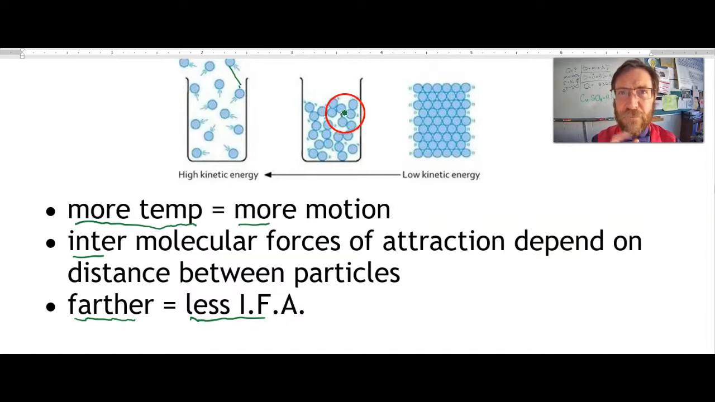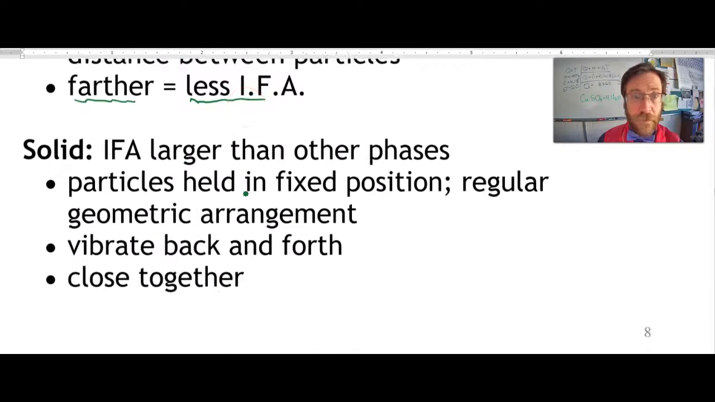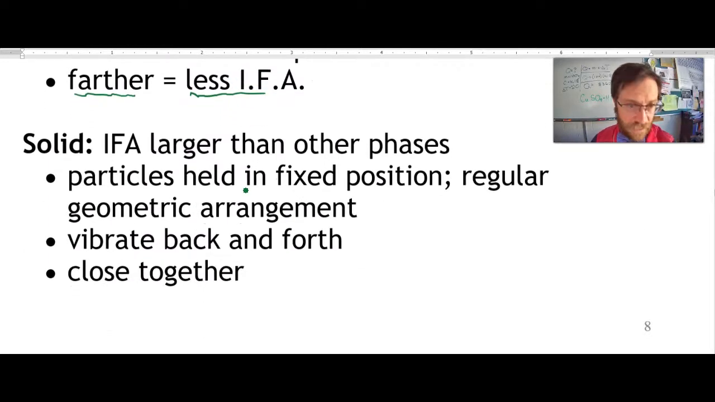Now, a liquid is going to have a medium intermolecular force of attraction because they bridge the gap between right next to each other and really far apart. Whereas a gas, these things are so far apart, there are almost no intermolecular forces of attraction. So basically what we're doing is as we heat a sample up and add kinetic energy, the particles are actually breaking further and further apart. Got it? Awesome.